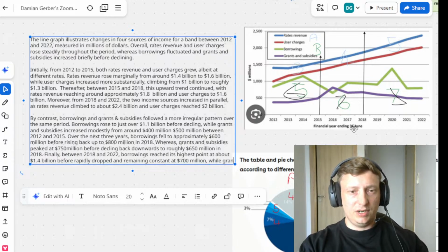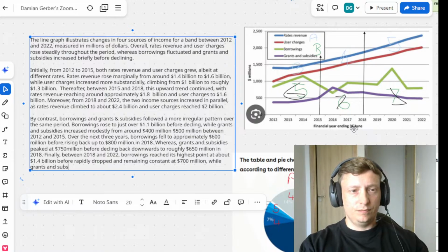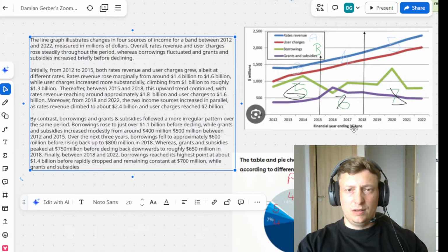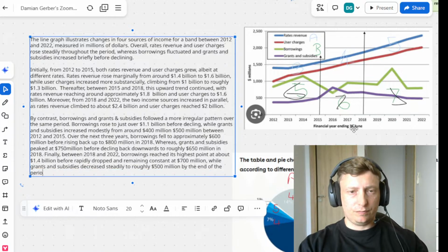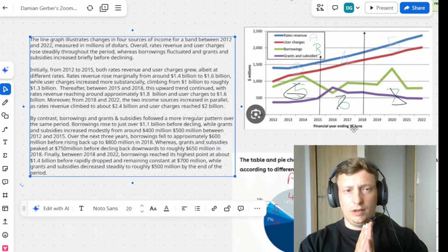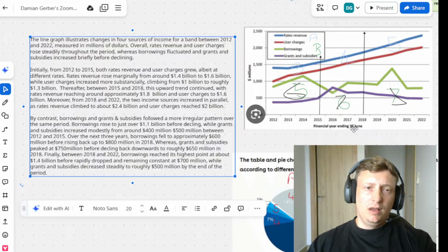Comma, while grants and subsidies, what's grants and subsidies doing? Just decline steadily, right? We've used declined a few times. Let's go with decreased steadily to roughly 500 million by the end of the period. And that's it. Done.